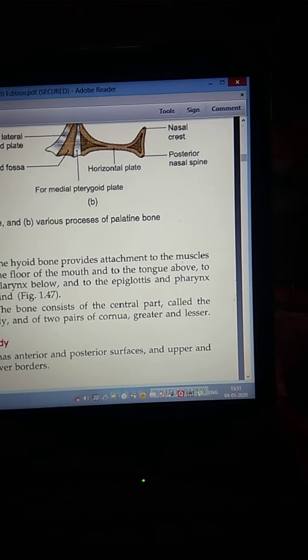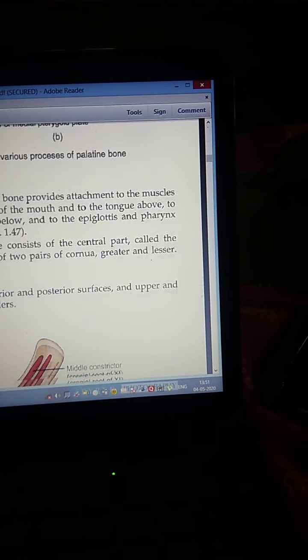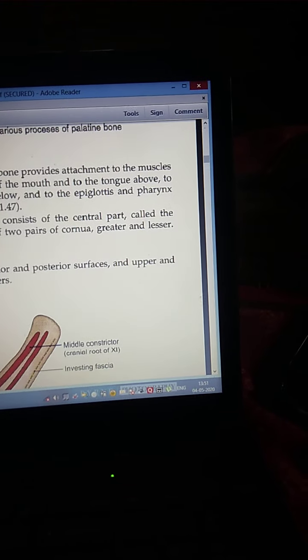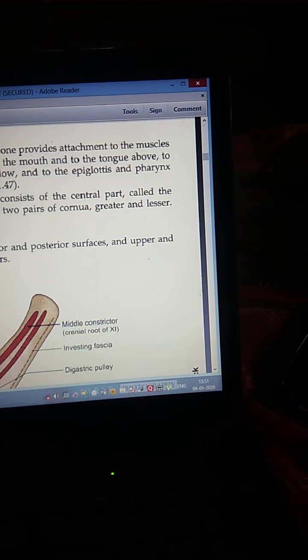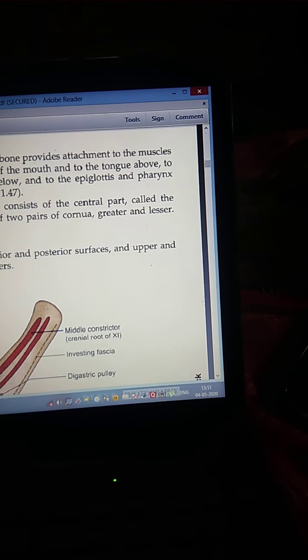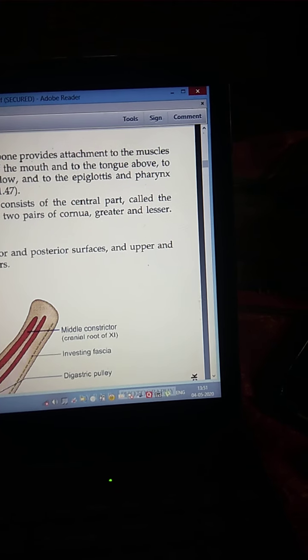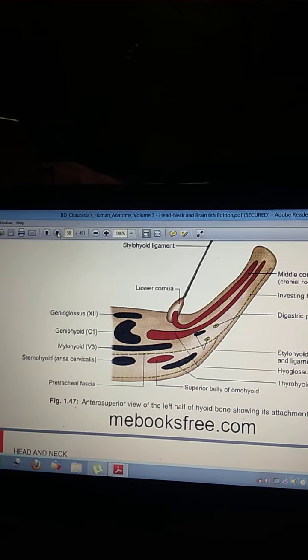The hyoid bone provides attachment to the muscles of the floor of the mouth and the tongue above, the larynx below, and the epiglottis and pharynx behind. The bone consists of a central part called the body and two pairs of cornua, greater and lesser. The body has anterior and posterior surfaces and upper and lower borders. This is the figure of the hyoid bone.